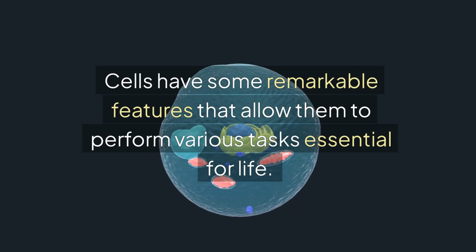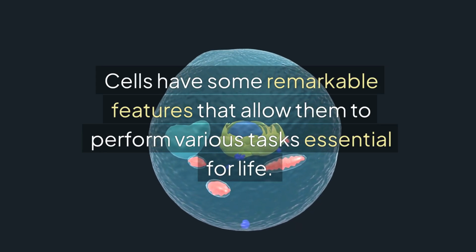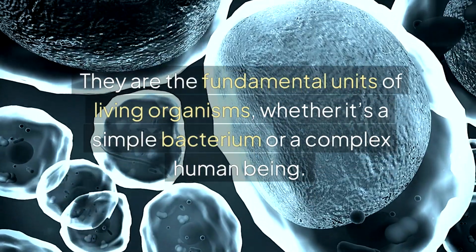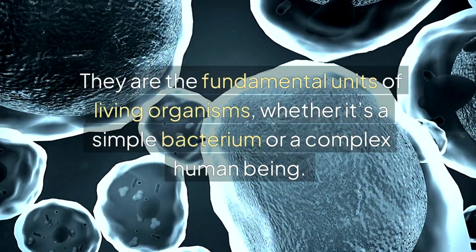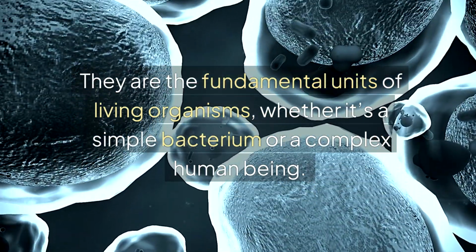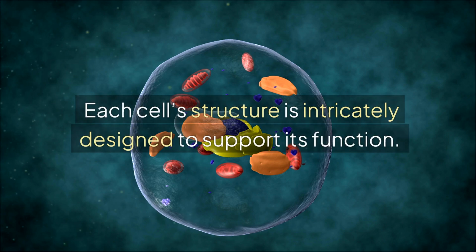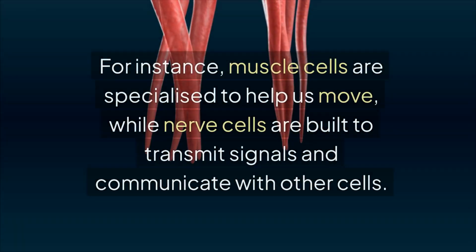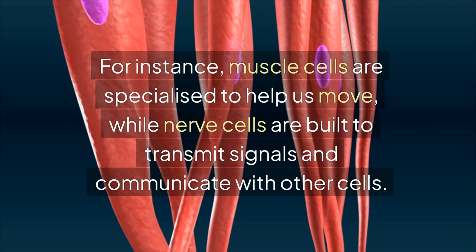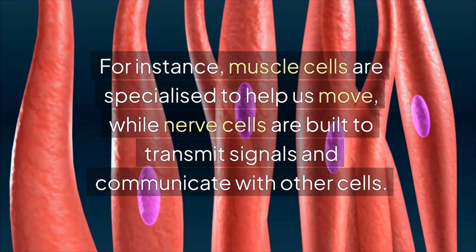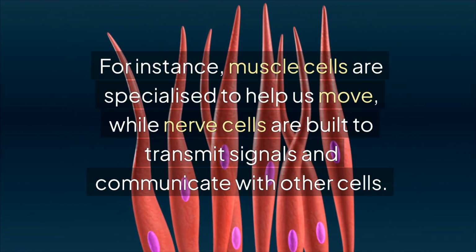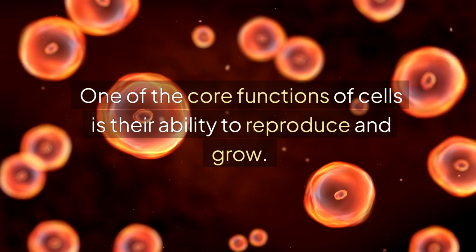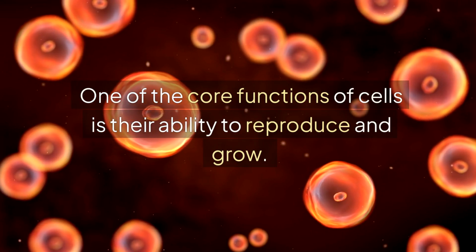Cells have some remarkable features that allow them to perform various tasks essential for life. They are the fundamental units of living organisms, whether it's a simple bacterium or a complex human being. Each cell's structure is intricately designed to support its function. For instance, muscle cells are specialized to help us move, while nerve cells are built to transmit signals and communicate with other cells. One of the core functions of cells is their ability to reproduce and grow.